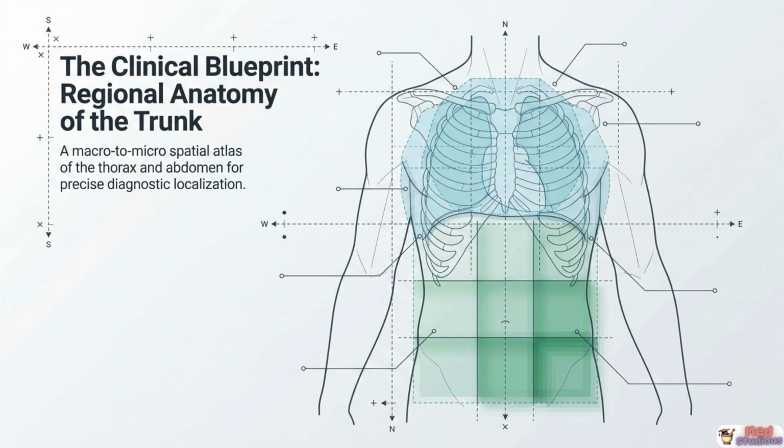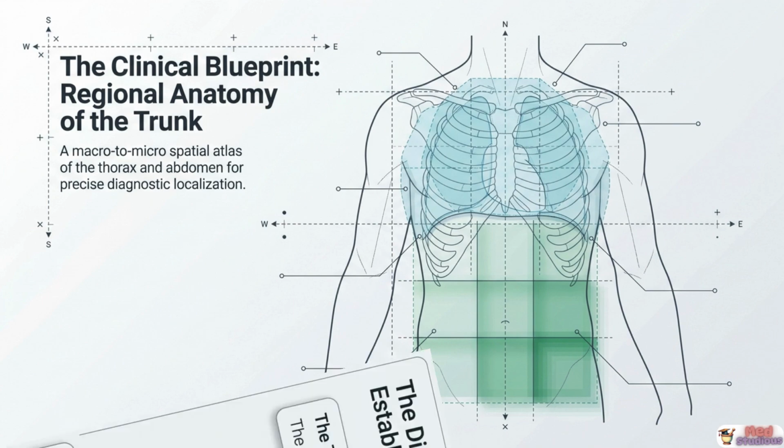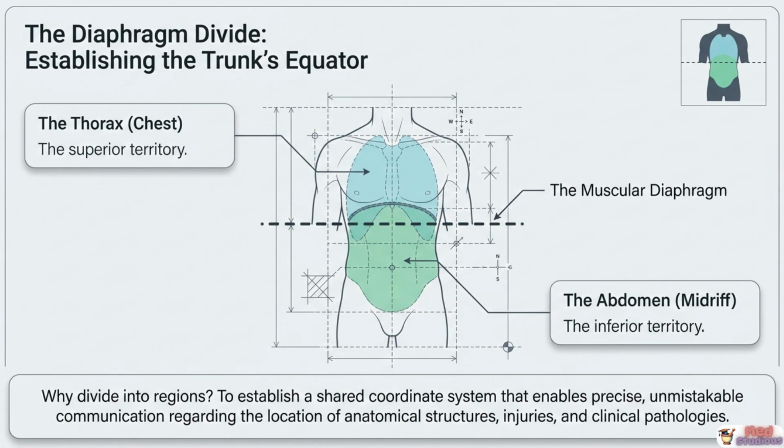This video will take you from the broad topographical zones of the chest and belly through the precise 9-region abdominal grid all the way down to an organ-by-organ locator matrix that tells you exactly where every major abdominal organ sits. This is the trunk blueprint. Let's build it. Before we map individual regions, we must establish the trunk's most important anatomical boundary, the diaphragm divide.